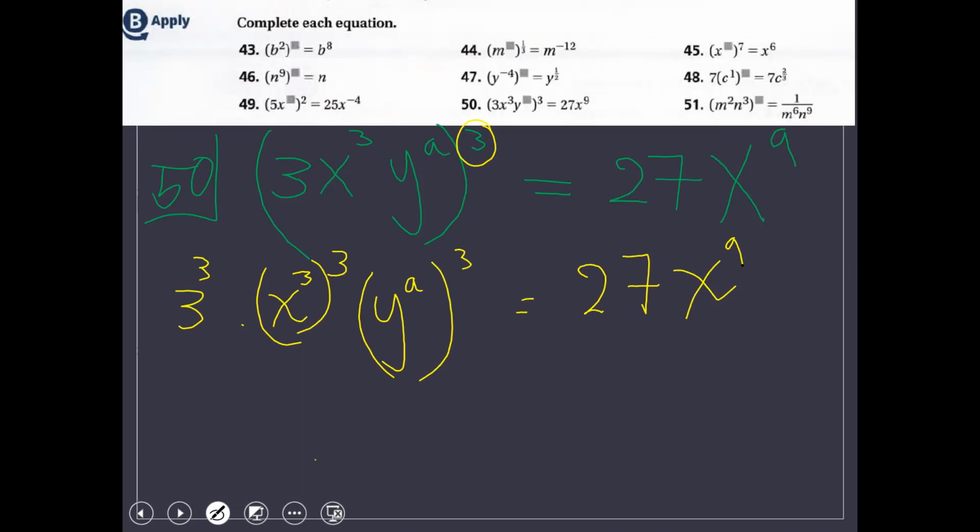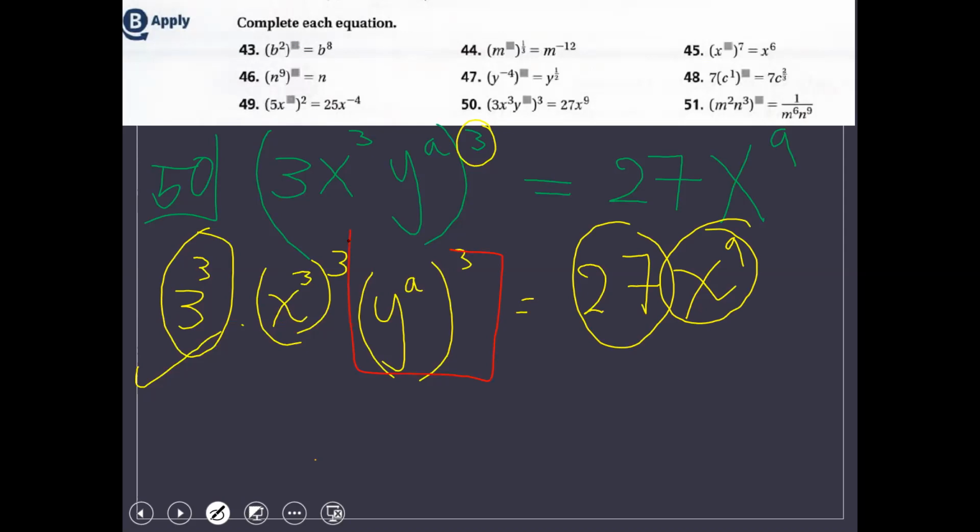Let's now check if they're equal. Is 3 cubed equal to 27? Yes. x cubed raised to 3 is like 3 times 3, it's x to the power 9. Now what do I have? I have only y.